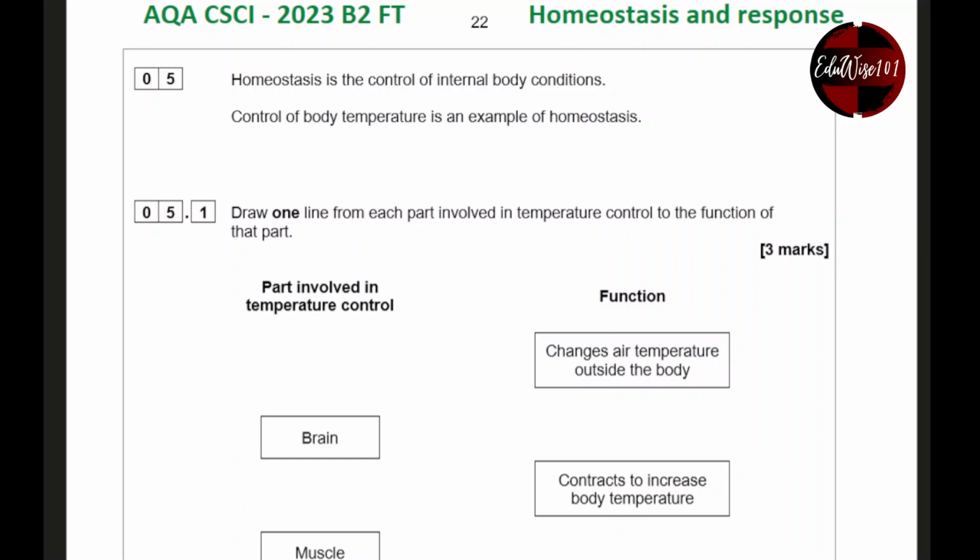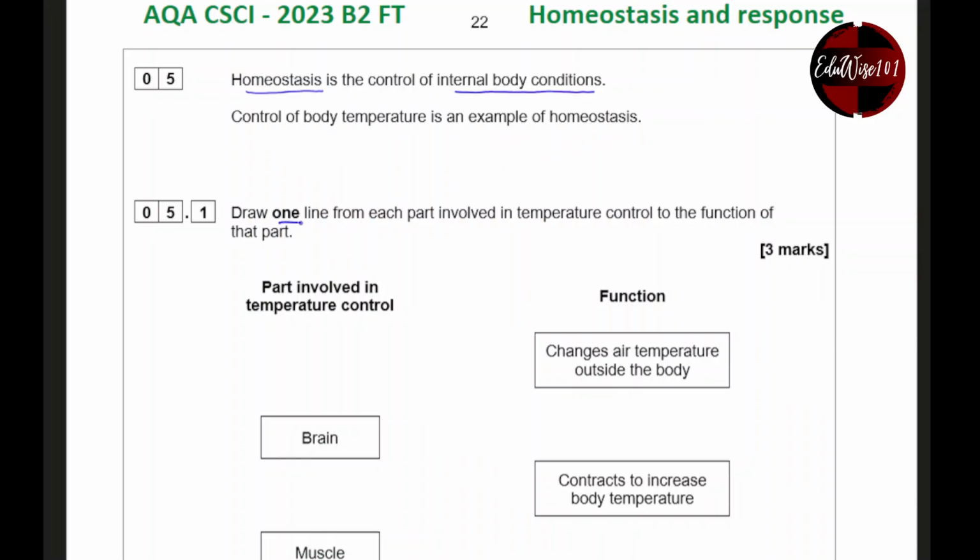In this video, I'm going to go through the AQA Combined Science Biology Foundation, paper 2. Question number 5 is on the homeostasis and response topic. Homeostasis is the control of internal body conditions. So they're defining what homeostasis is, how our body controls the internal conditions. Control of body temperature is an example of homeostasis.